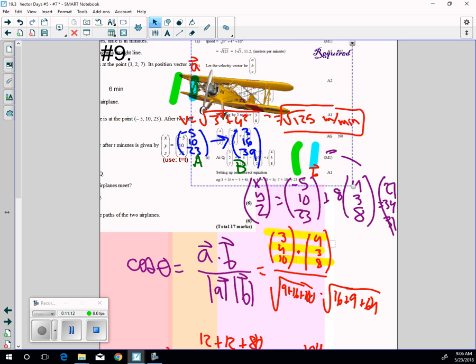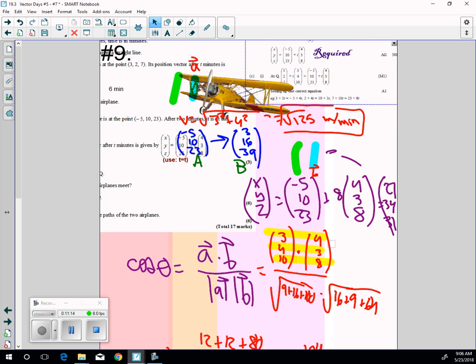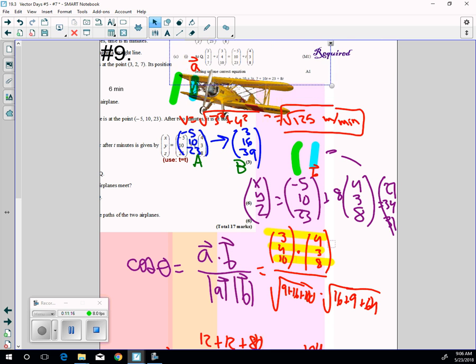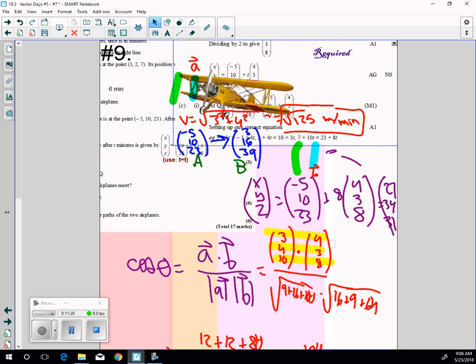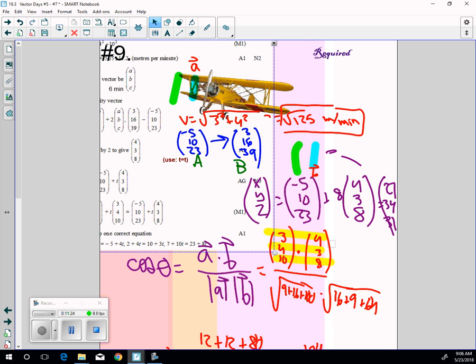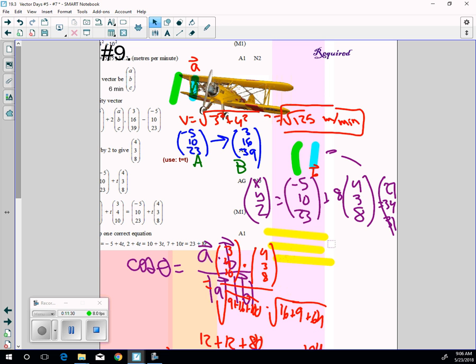And square root of 125, got all that. Oh no, where is it? Thought I had it. I think there must be another one up here. Here? Doesn't look like it.